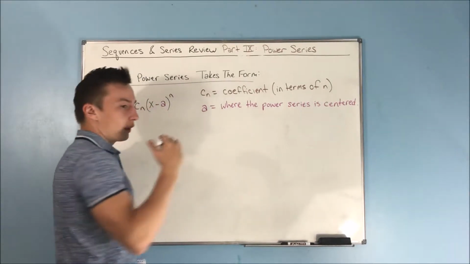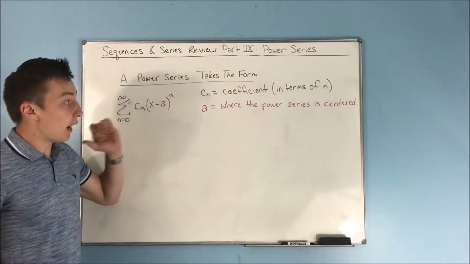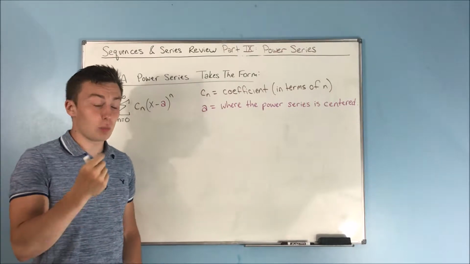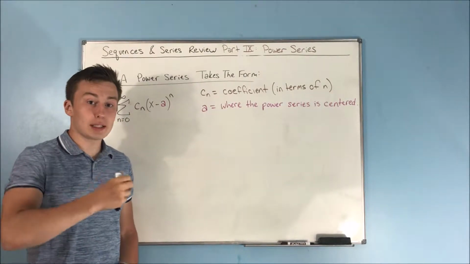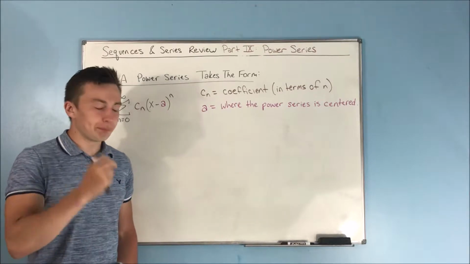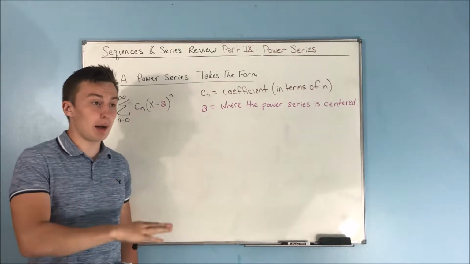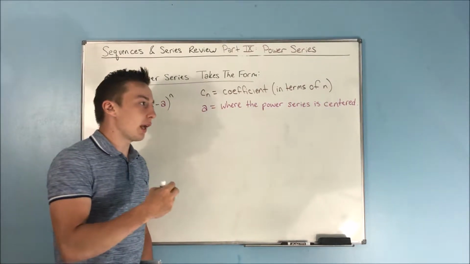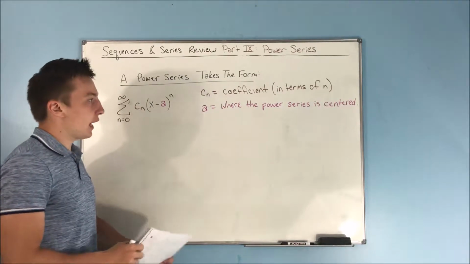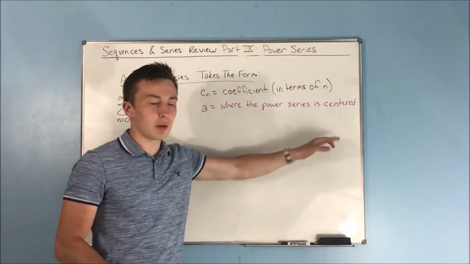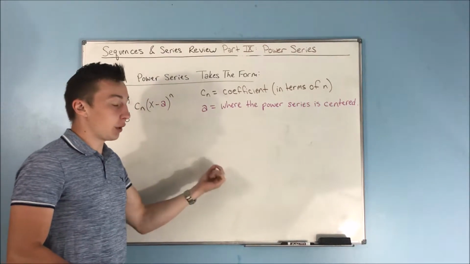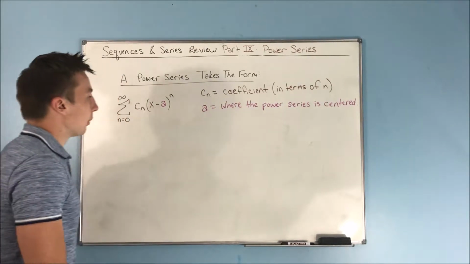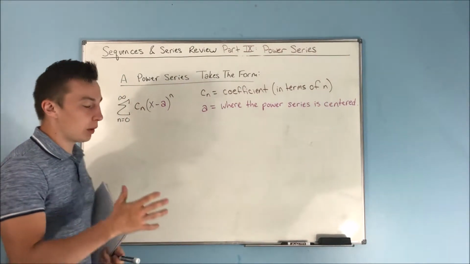So a, what are we talking about with our a? Well, that's where the power series is centered. Basically, where a power series is centered is where the approximation is most accurate. That's something we're going to talk a bit more about when we talk about representations of functions as power series, and the whole approximation there. Having an a shows us where our approximation for that function is the most accurate.